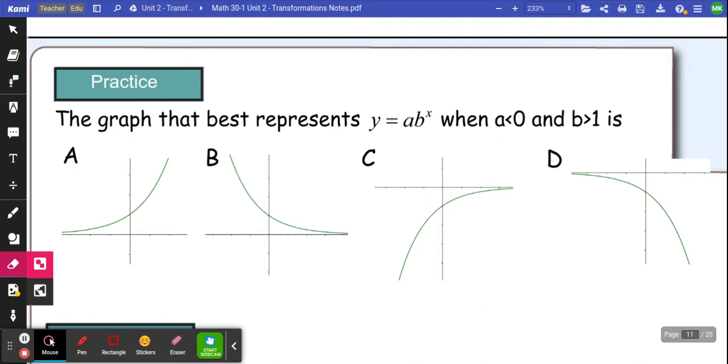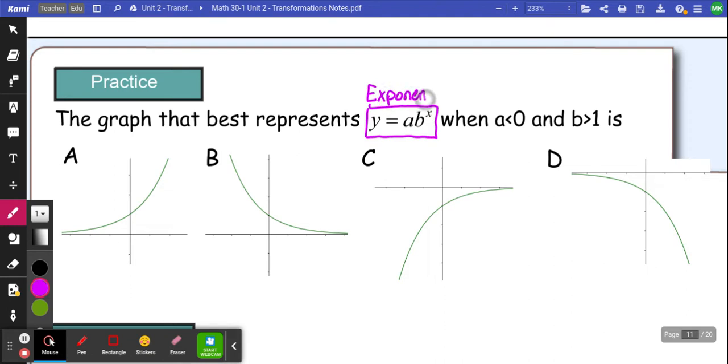This one says, the graph that best represents y equals ab to the power of x, when a is less than 0 and b is greater than 1, is... Okay, let's just hold up for a second and recognize that this is exponential. Agreed? That's an exponential function.